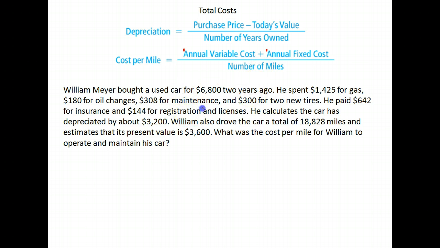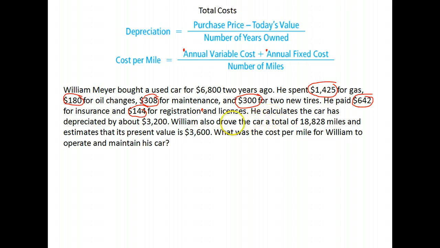So here's William. He bought a used car for $6,800 2 years ago. He spent $1,425 on gas, $180 on oil changes, $308 for maintenance, $300 for 2 new tires. He also paid $640 for insurance, $144 for registration and license. So all those first values were variable costs, things that change. The insurance and the registration are fixed costs. Those are the same from year to year, or for the whole year.